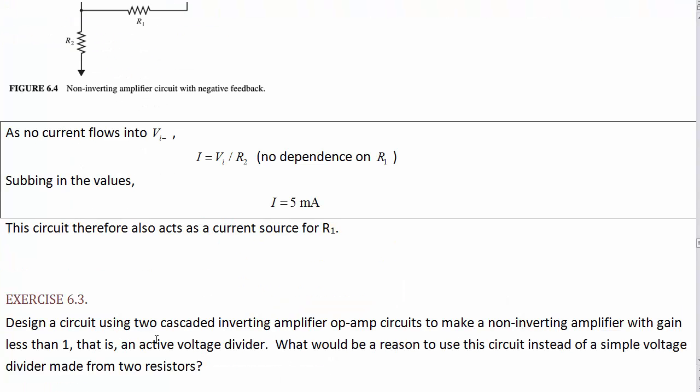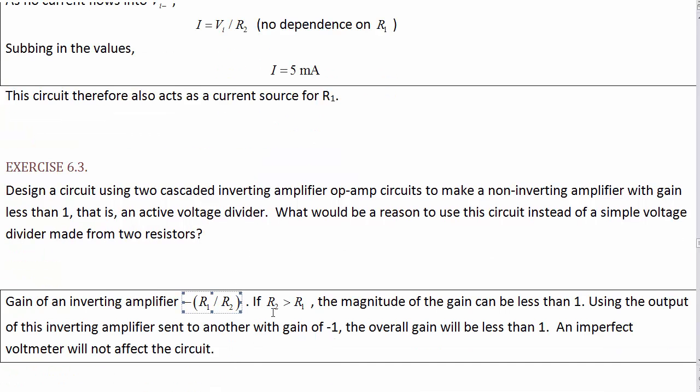Exercise 6.3. Design a circuit using 2 cascaded inverting amplifier op-amps to make a non-inverting amplifier with gain less than 1, an active voltage divider, and then say why you'd want to use this instead of a voltage divider. Well, you may remember that the non-inverting amplifier had a minimum gain of 1, but the inverting amplifier didn't have a minimum gain. You could make its minimum gain magnitude 0 if you wanted to by choosing the resistors. So cascade 2 inverting amplifiers and find a way to make a gain less than 1.